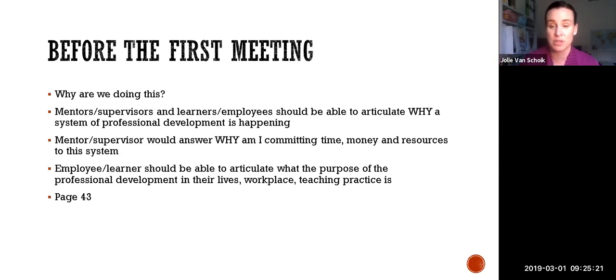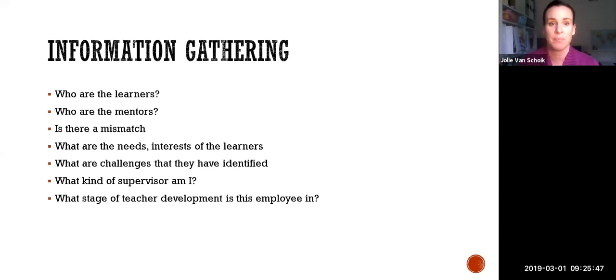Those two different reasons why they're doing this are going to be really, really different, and you need to value and start from where they are. So start with the first year teacher where they are. Don't expect them to be an experienced teacher, and don't expect an experienced teacher who maybe has lost the spark to have the same passion that a first year teacher might have. Same on page 43 of our textbook, there's a lot more work on this as well, so that might be a great resource for you as well.